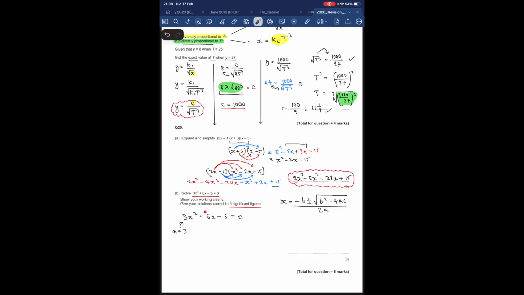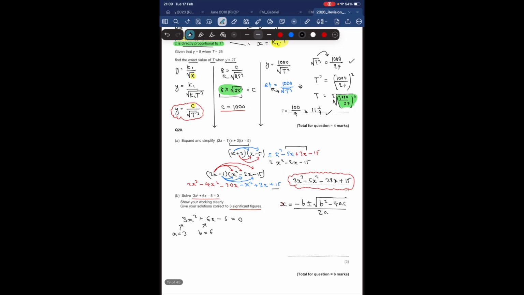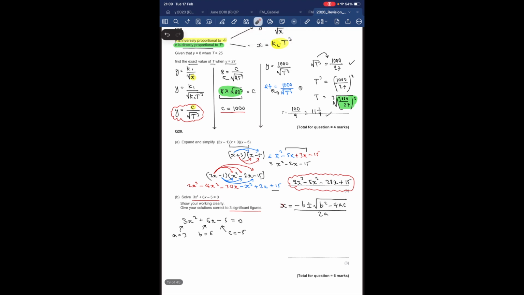B in this formula is the number in front of the x term, so b will be equal to 6. And c is the number at the end, just before the equal sign. That's minus 5. Now remember, you need to include the negative sign, so we know that c is equal to minus 5.